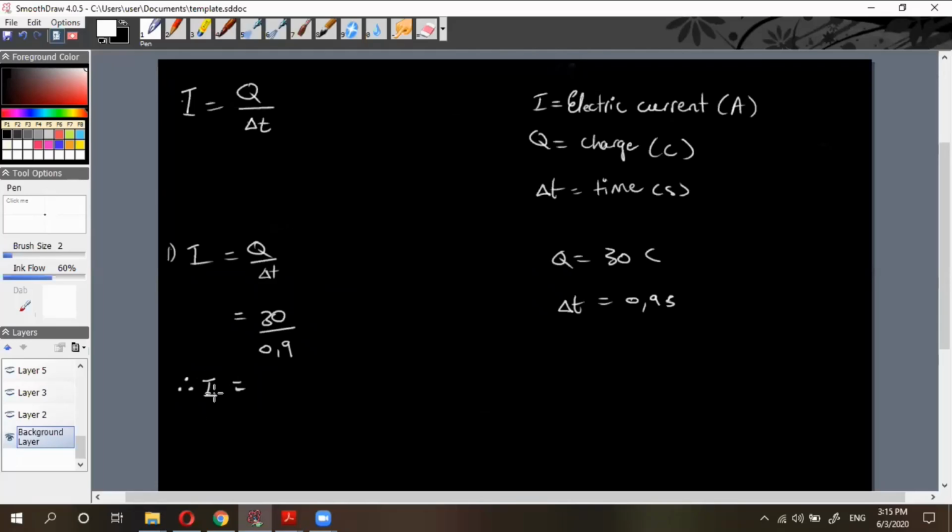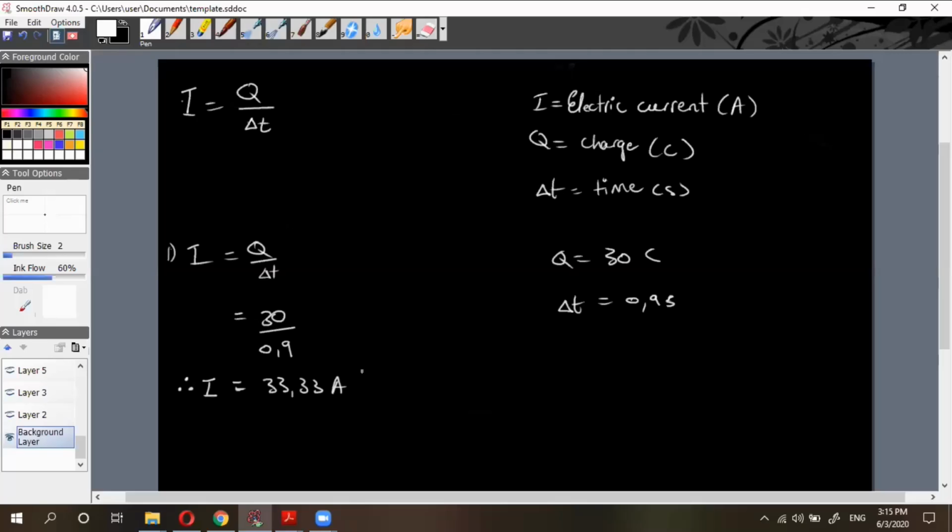Alex, can you go ahead and give it to me? 33.33, but it was recurring. You just rounded off to 33.33, because it's going to recur all the way through. The unit is amperes or amps, so it's just a capital A. Excellent. Did everyone else get that? Yes, no, maybe? Just let me know in the chat. All right, let's move on.